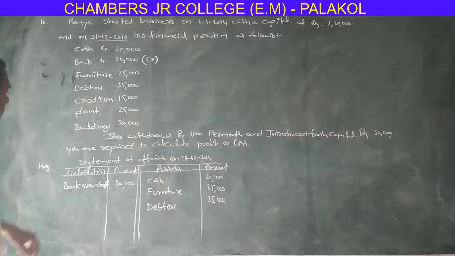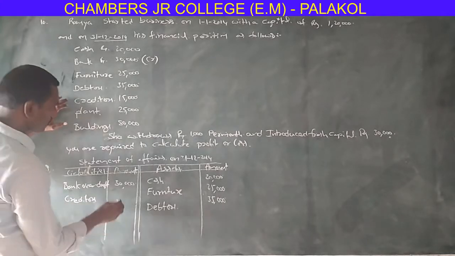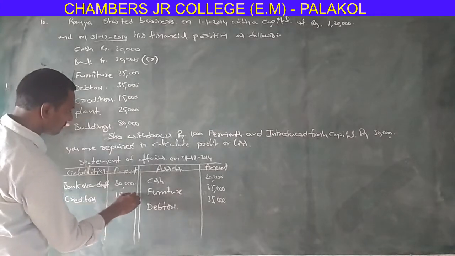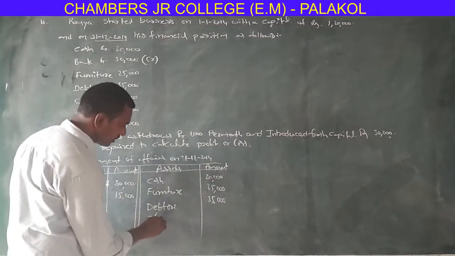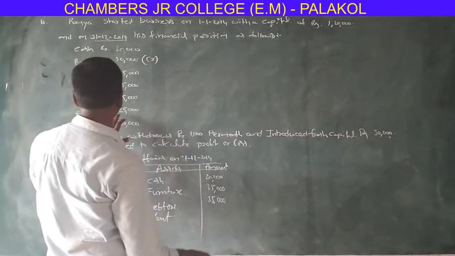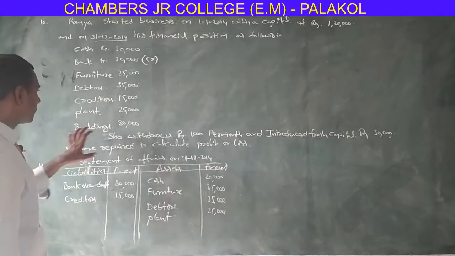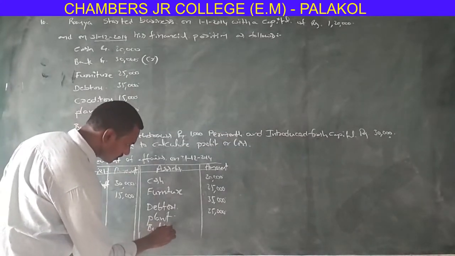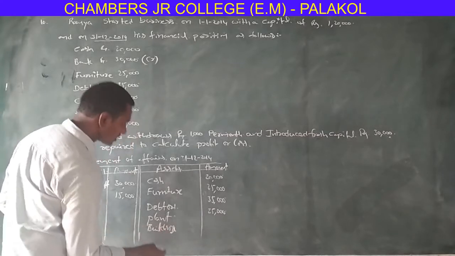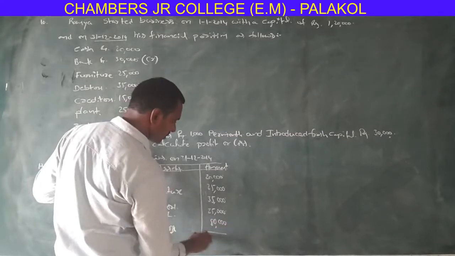Next, creditors. Creditors is a liability, so this is taken into the liability side. Creditors, rupees 15,000. Plant is an asset, taken into the asset side. Plant, rupees 25,000. The last one, buildings. Buildings also asset, taken into the asset side. Buildings, rupees 80,000.